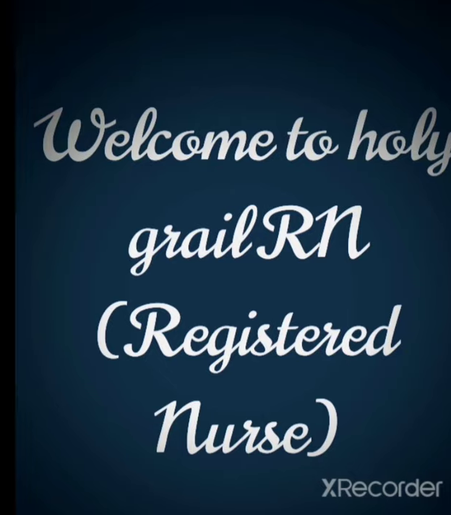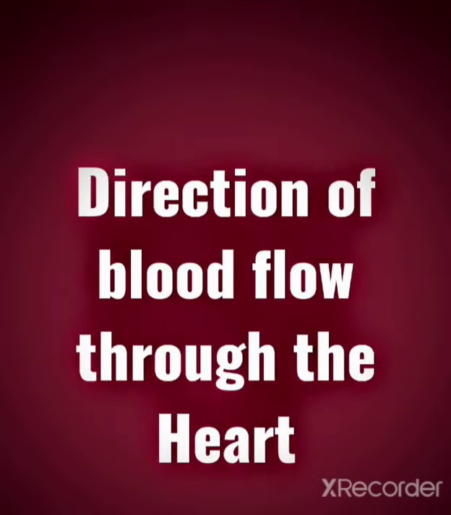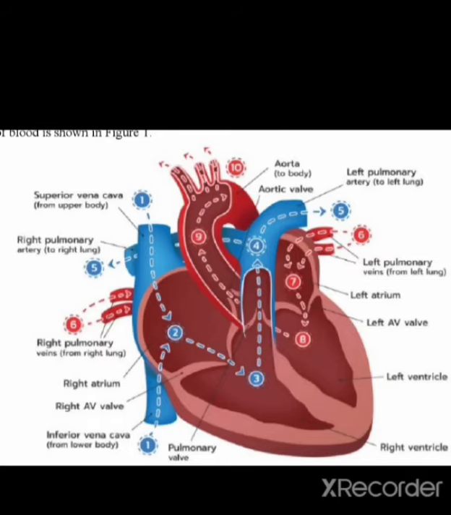Let's start the topic, direction of blood flow through the heart. Here you are watching the heart diagram. From the first point to the 10th point is the pathway of blood flow through the heart. The process starts from the deoxygenated blood. Deoxygenated blood means the blood having low oxygen content.